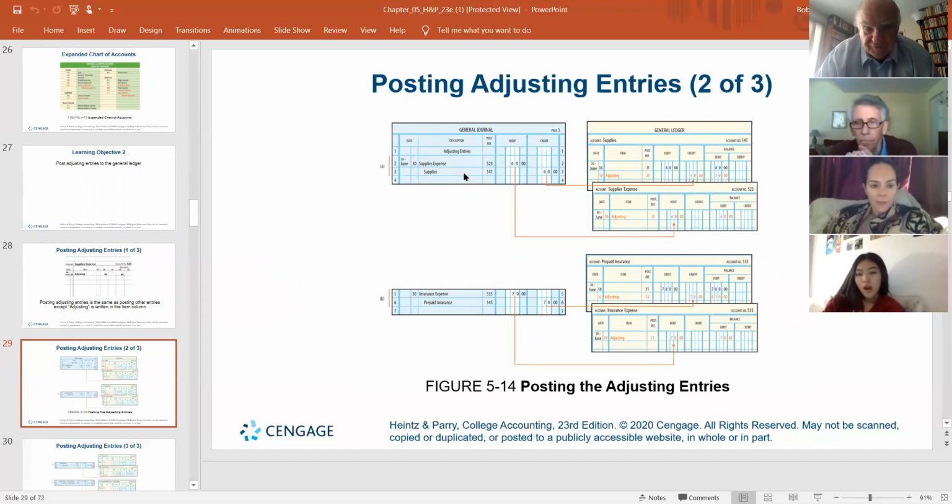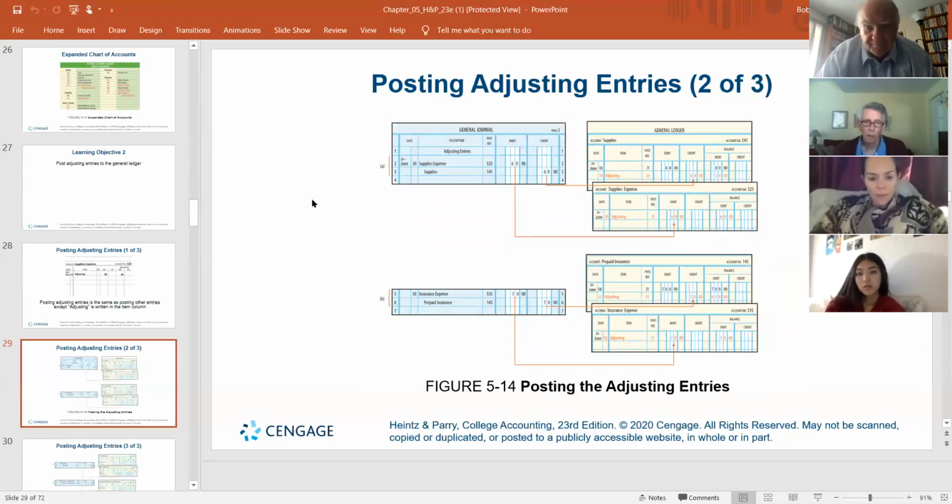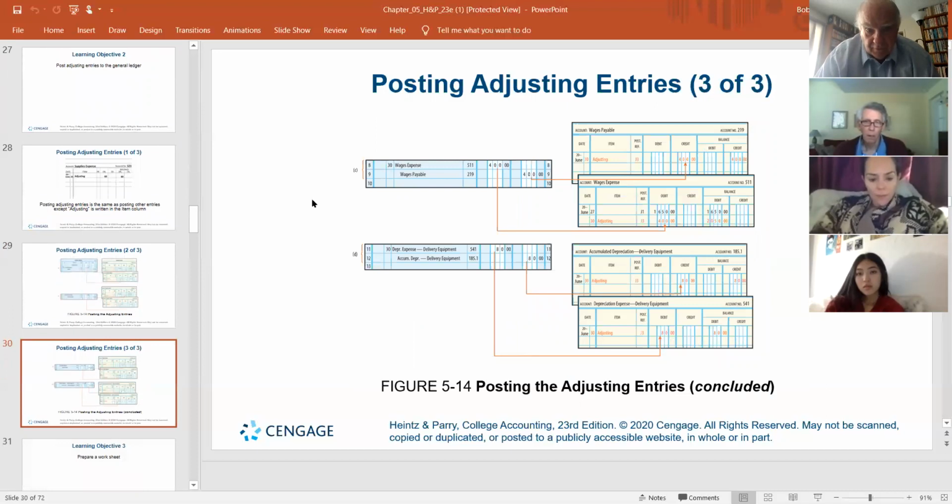Here's the journal entry for supplies expense. You debited supplies expense and credited the prepaid supplies, and they're just showing you going into the ledger. You had a beginning balance of 0, and now it's 60, and your supplies were 80, and now they're down to 20. Same thing with the insurance expense. So on this grid here, they're showing you the prepaids. Here, they're showing you the accrual entry.